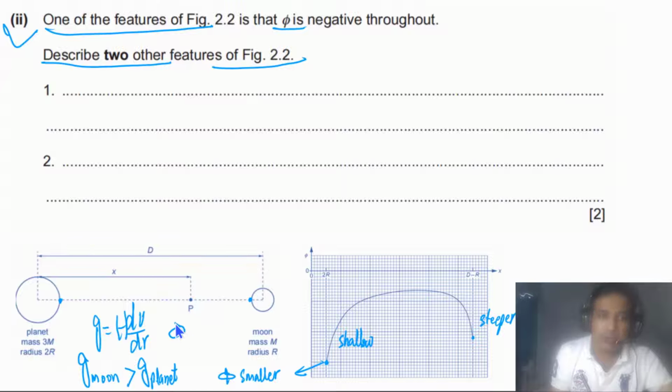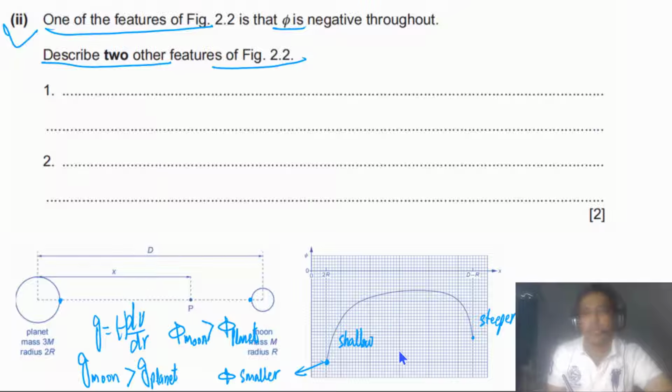And the potential at the surface of the moon, we are just talking about the surface. As this one is more negative, potential is a scalar quantity, G is a vector. So this negative is giving us the direction of G. Phi at the surface of the moon is greater than phi at the surface of the planet, because the potential at the surface of the planet is more negative, it means it is smaller.